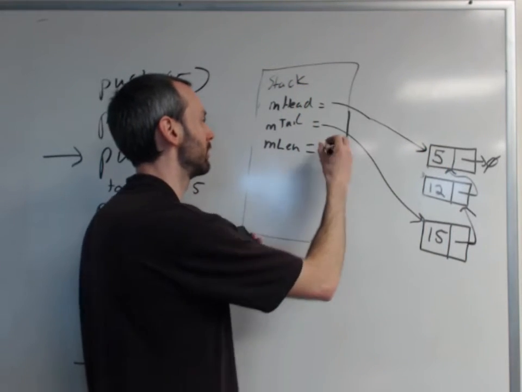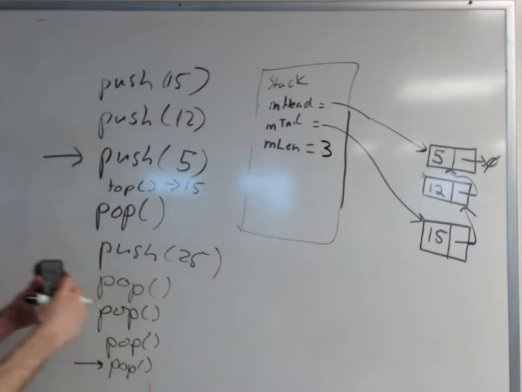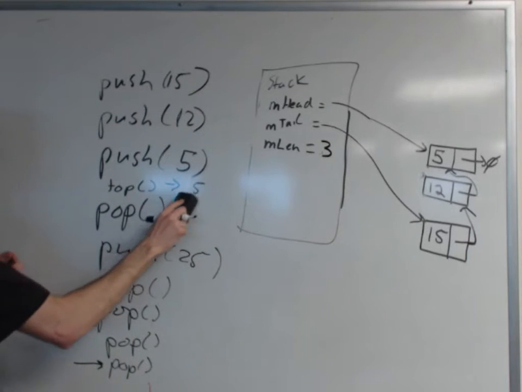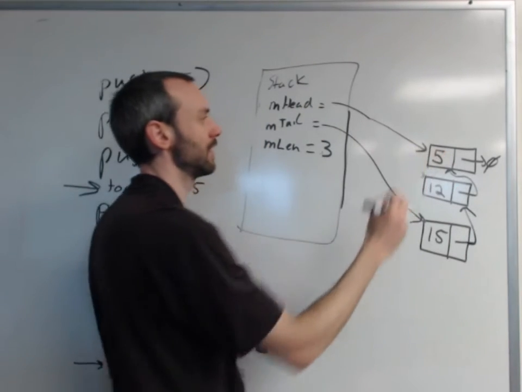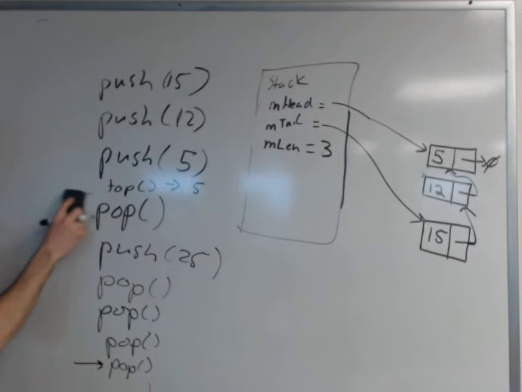Then increment m length. Now you've got to fix what top does. So how do we get the top? Return the head. Mhead dot data value, right? Yeah, mhead's data value. So you just go from mhead to its data value. All right, great. Magic.